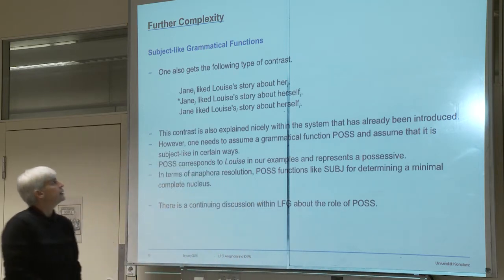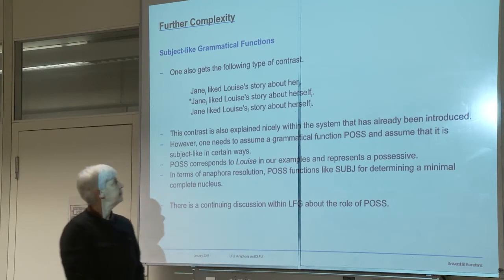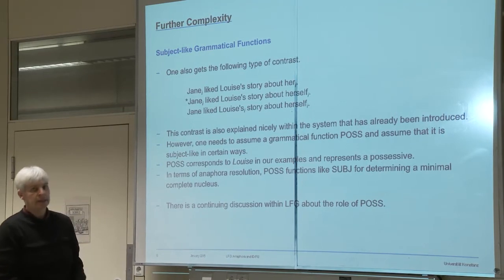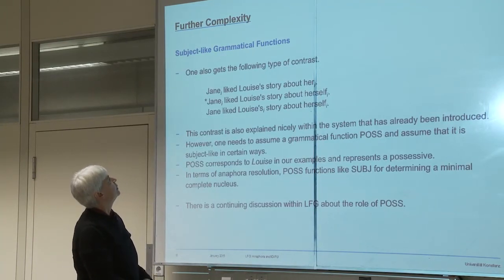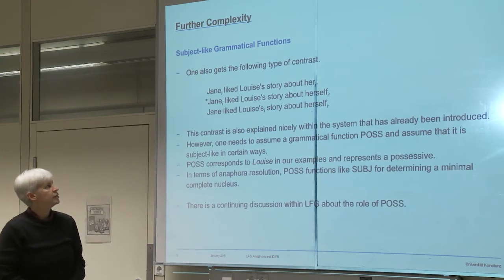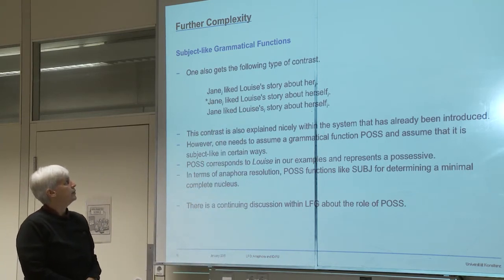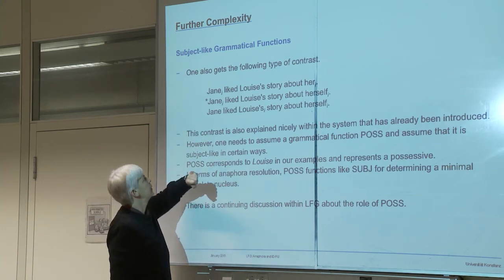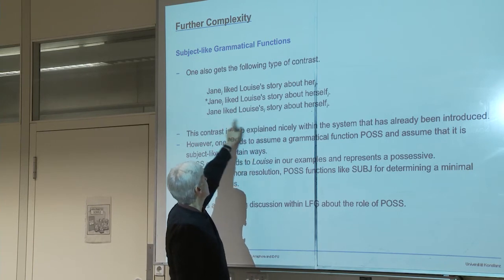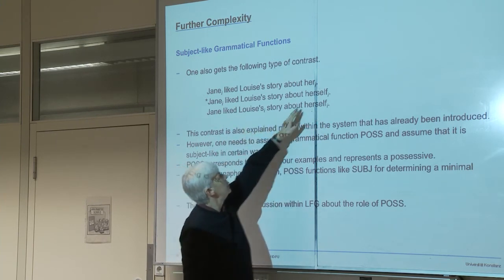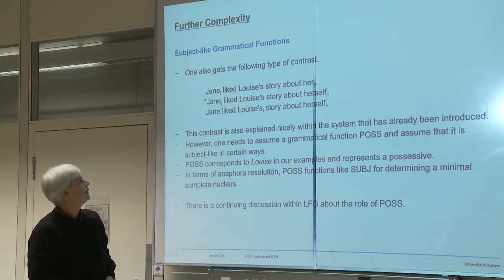Okay, here's a little bit of further complexity. I haven't talked about this type of thing before, but there's this contrast that's talked about in the literature. And it works out nicely within the system that we've just looked at. So I've given you this contrast. We've had Jane liked the story about herself, but something happens when you put in a possessor, Louise. Jane liked Louise's story about her, that's good. Her can be Jane. Jane liked Louise's story about herself. That cannot be Jane. It can actually only be Louise. These two match. And these two can't match. Herself cannot refer to Jane here.